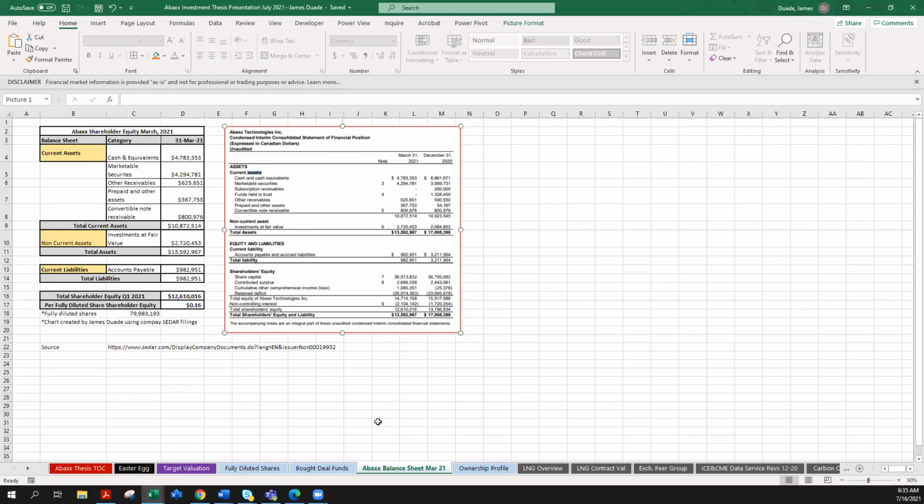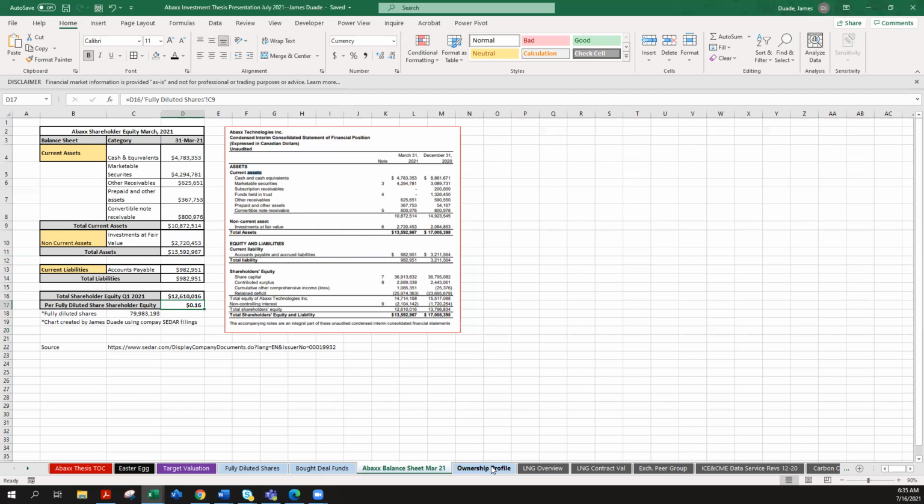So the Abaxx balance sheet for shareholder equity, you can see that, and I'm basically just pulling from the CEDAR filing that occurred in March. The total shareholder equity for that March, if you just divide it by the fully diluted share count of approximately 80 million, is approximately 16 cents per fully diluted share. So you'll see this value as well as the bought deal fund value again when we talk about sum of parts. And I included a screenshot as a source just so that you could see where I derived those figures.